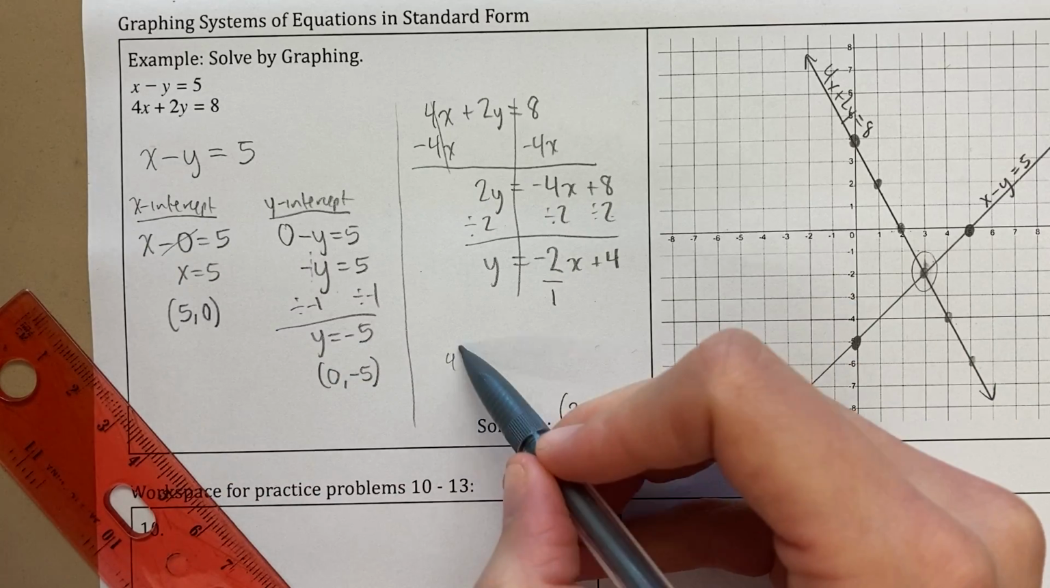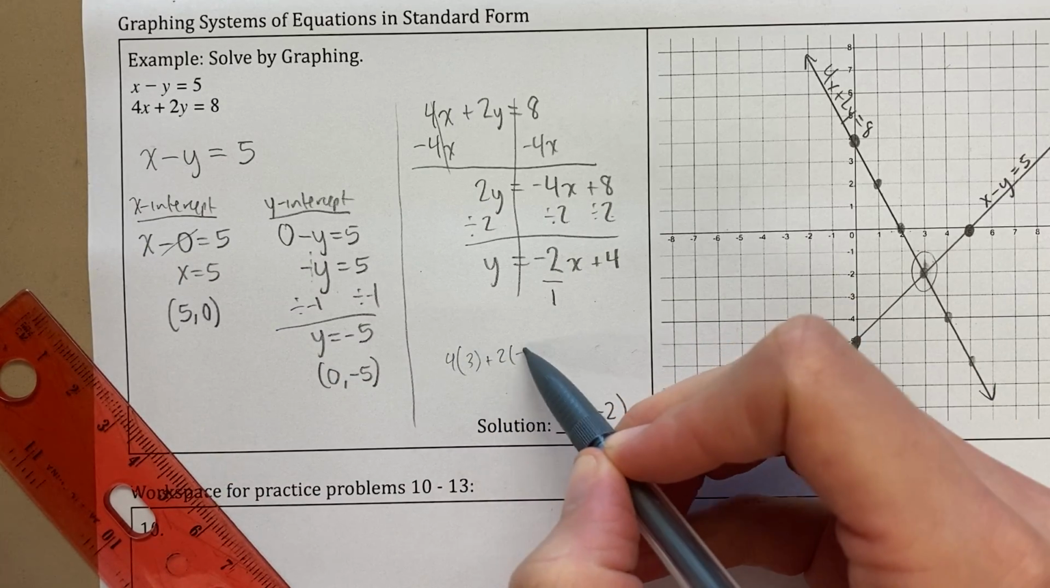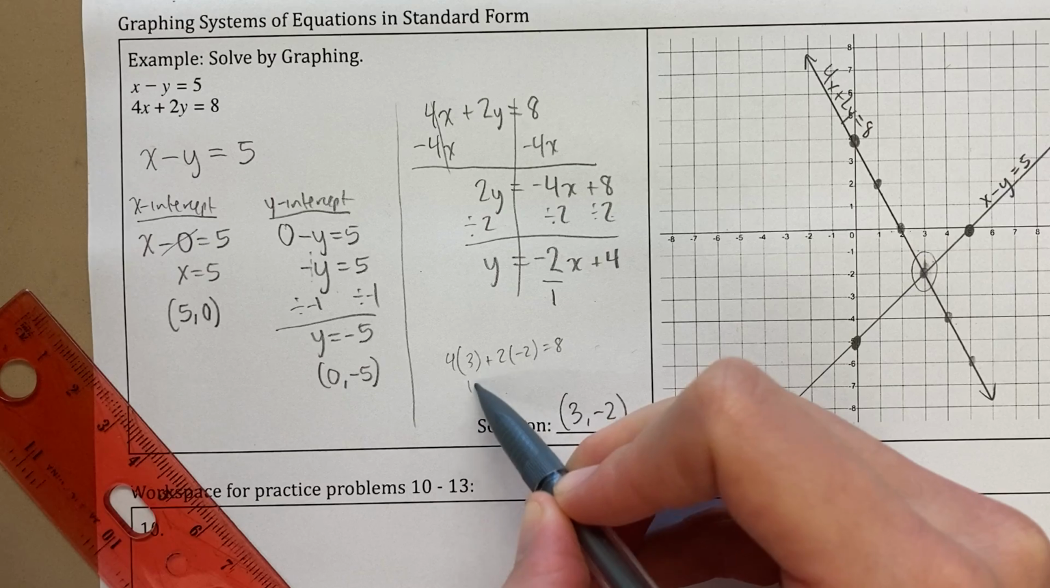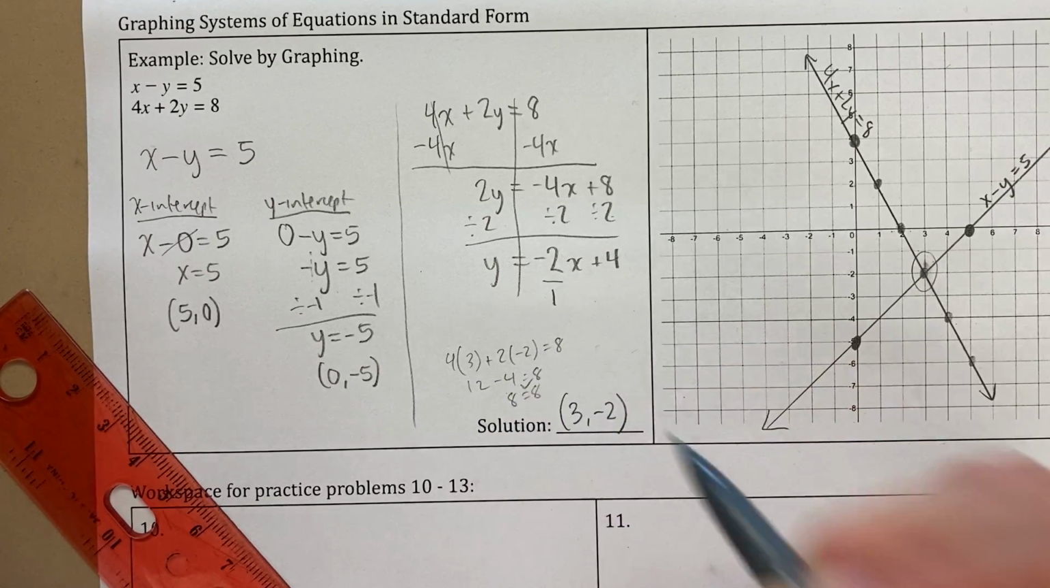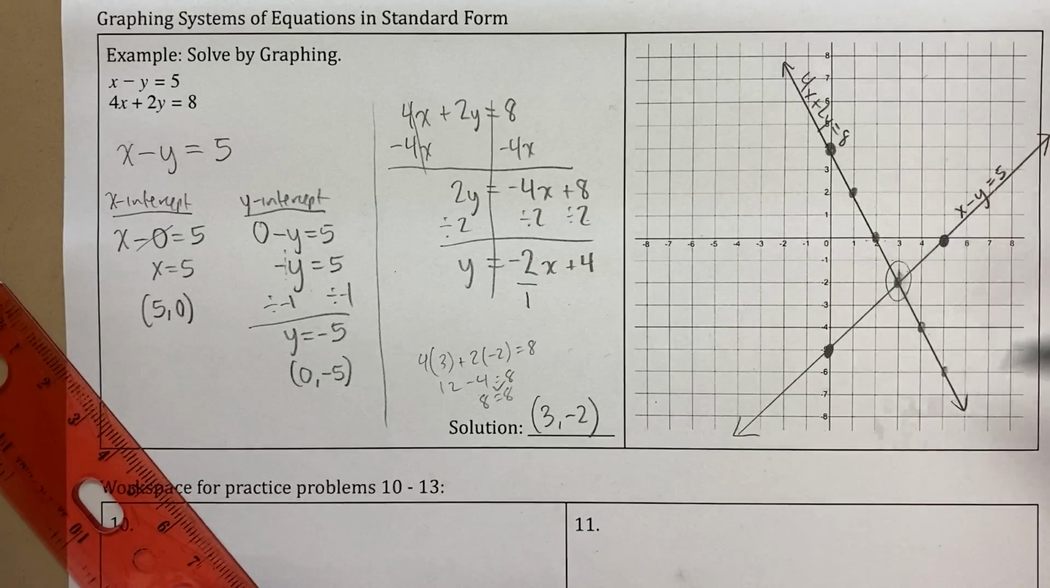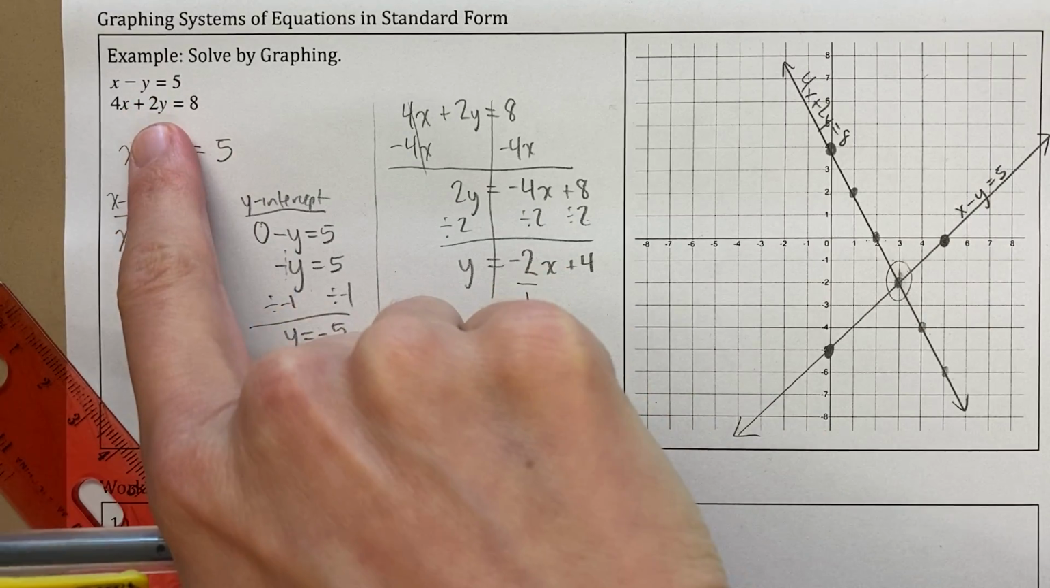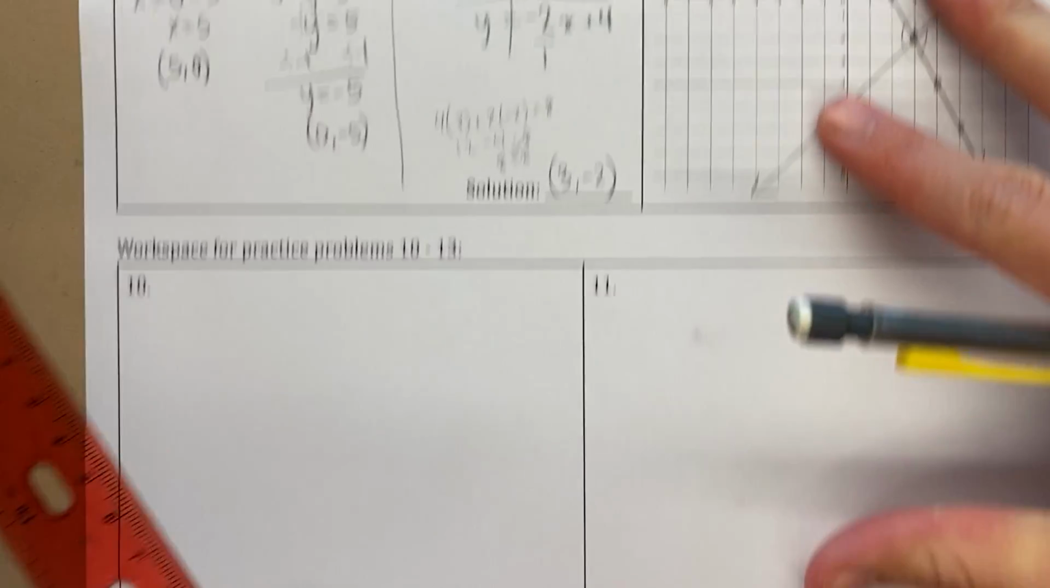And then I can check it here, right? This is 4 times 3 plus 2 times negative 2 equals 8. I get this. And that is absolutely true, right? So I can even check my answer. But you're doing the same process. The only difference is the lines are in standard form. They take a little bit more work to graph. And you can go ahead and use this workspace for your next 4 problems.